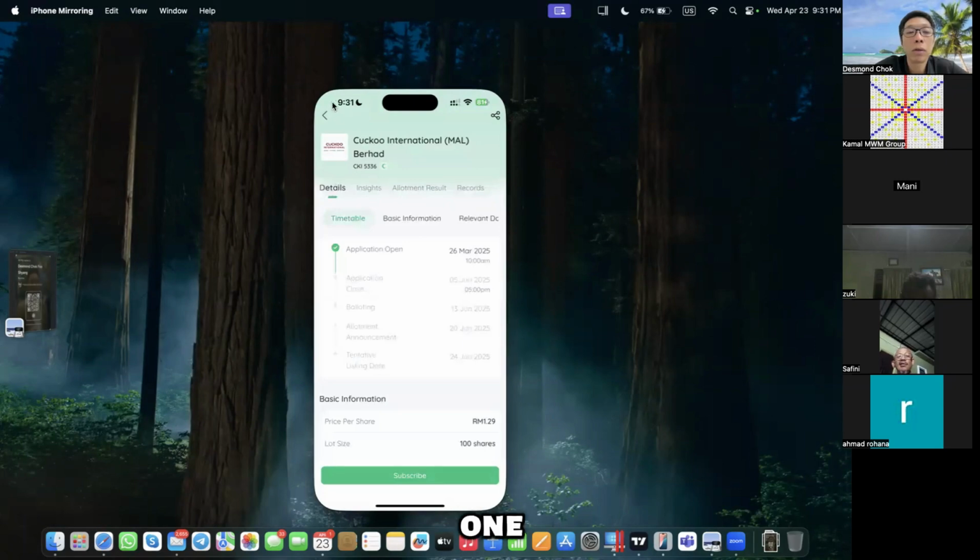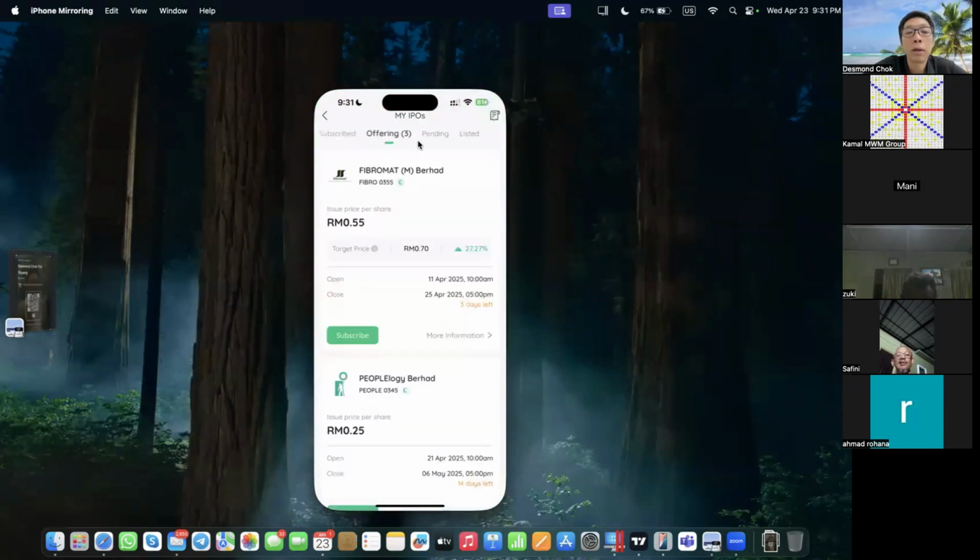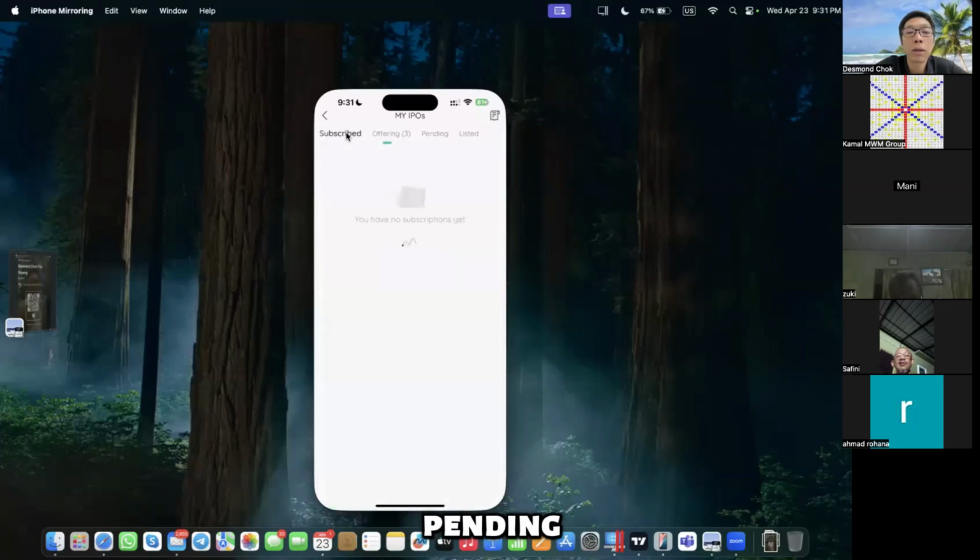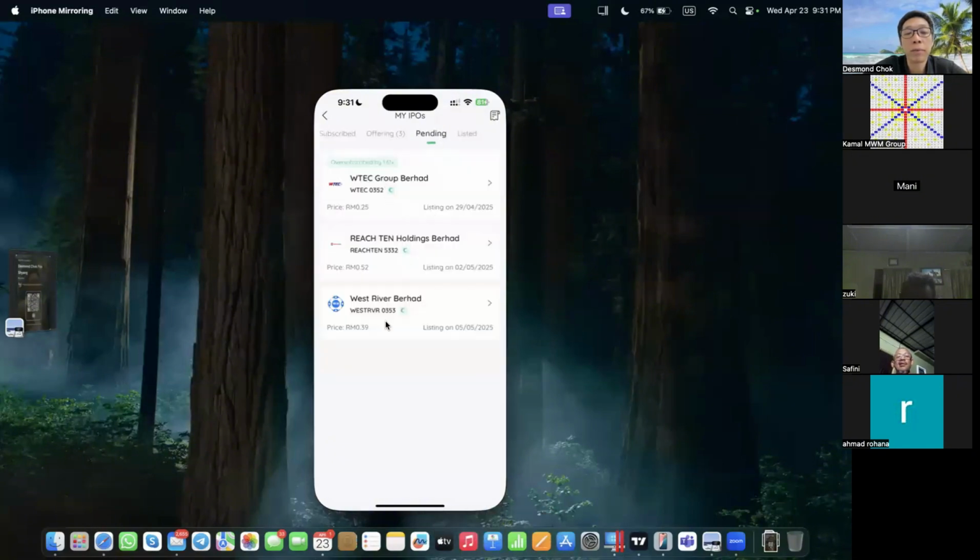So far this one is not yet listed. Then this one is offering. Then pending subscribe. Let's say you already subscribed, you can list down all the history, whether it failed or was successful, all the history here. This one is pending for listing. That means the balloting date and the closing date are already over. This one is going to be listed. So this is the listing date. It's already confirmed. So just take note of these three, and see how it goes on the first listing day.